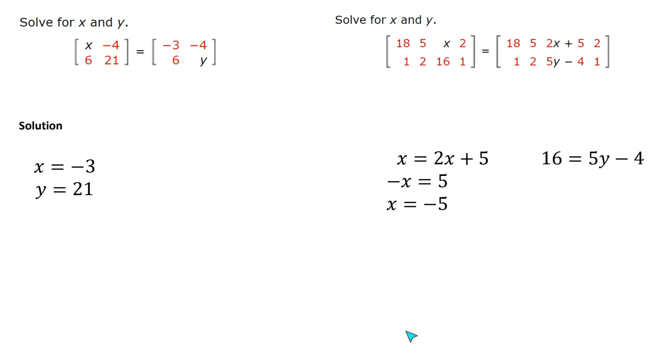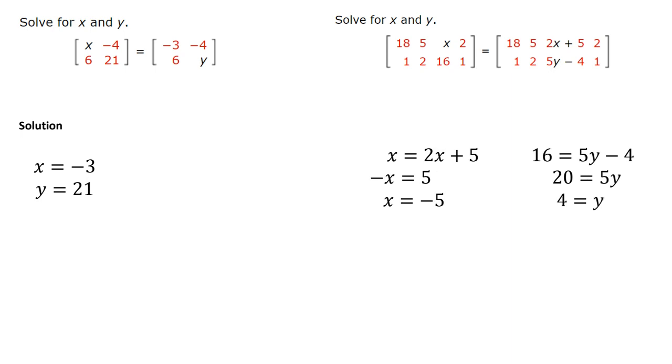How about y? To solve for y, I just need to add 4 on both sides. So 16 plus 4 is 20. Divide by 5 on both sides. 20 divided by 5 is 4. So y is equal to 4. So this is the answer for x and y. On the first one, it was just straightforward matching. On the second one, I had to do a little algebra. But again, we are verifying that these two matrices are equal to each other. They have to have the same size and the same value of elements inside the matrix for two matrices to be equal to each other.